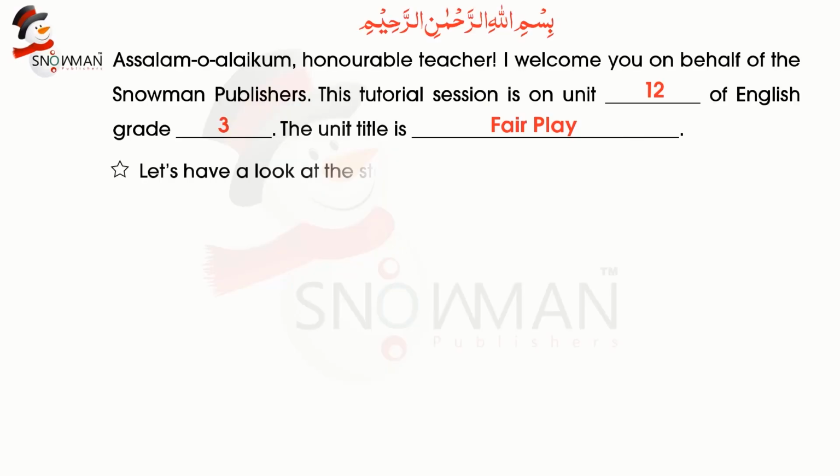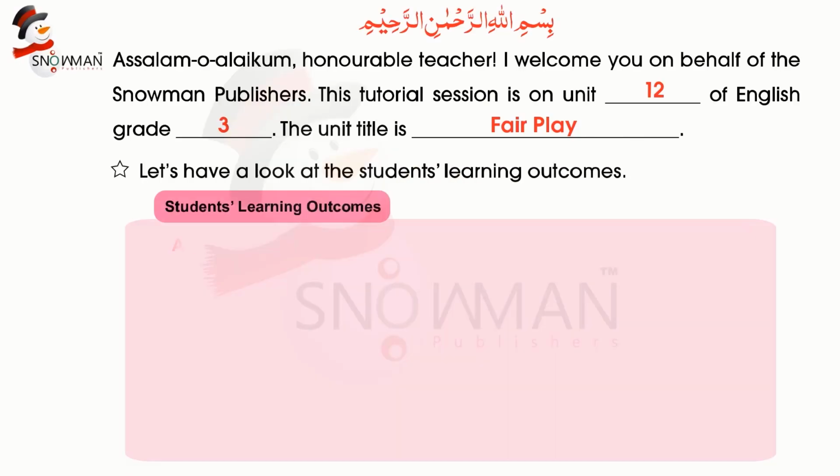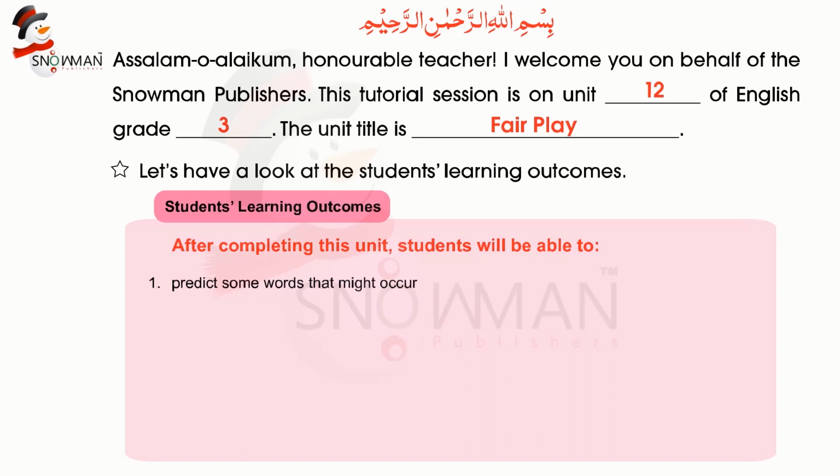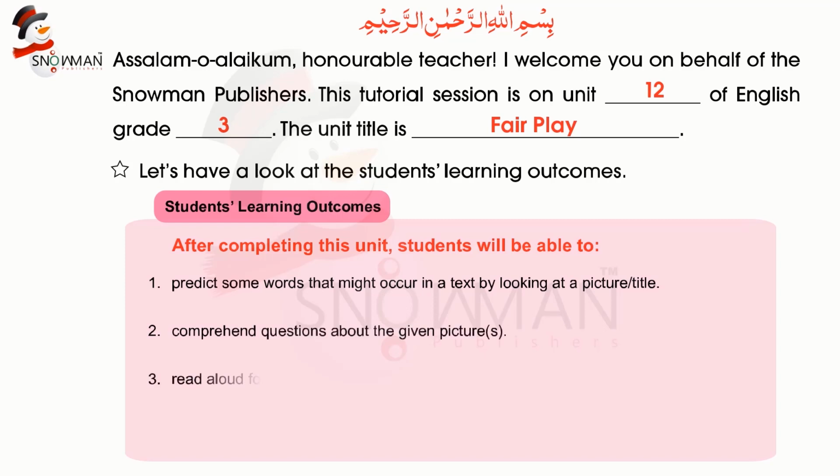Let's have a look at the students' learning outcomes. After completing the unit, students will be able to predict some words that might occur in a text by looking at a picture or title. Comprehend questions about the given pictures. Read aloud for accurate reproduction of sounds of letters and words.